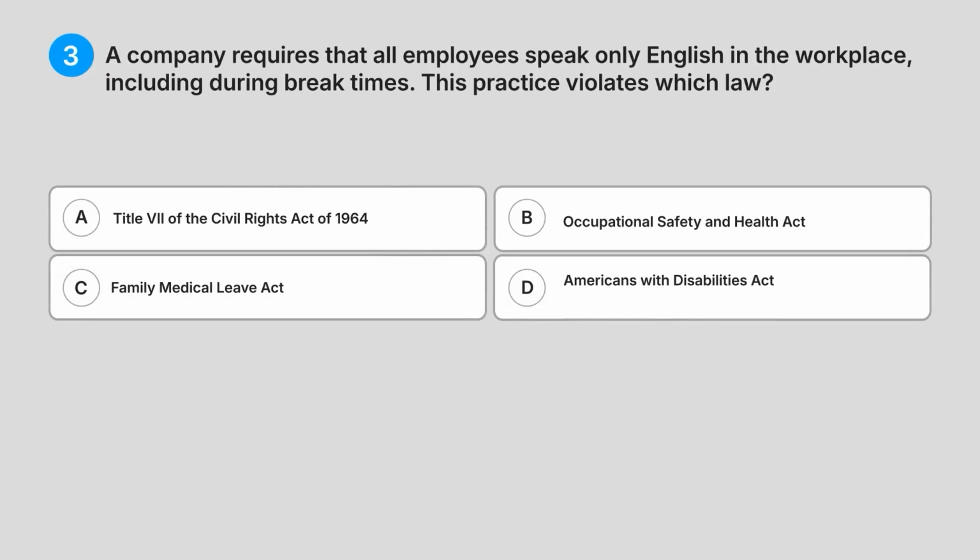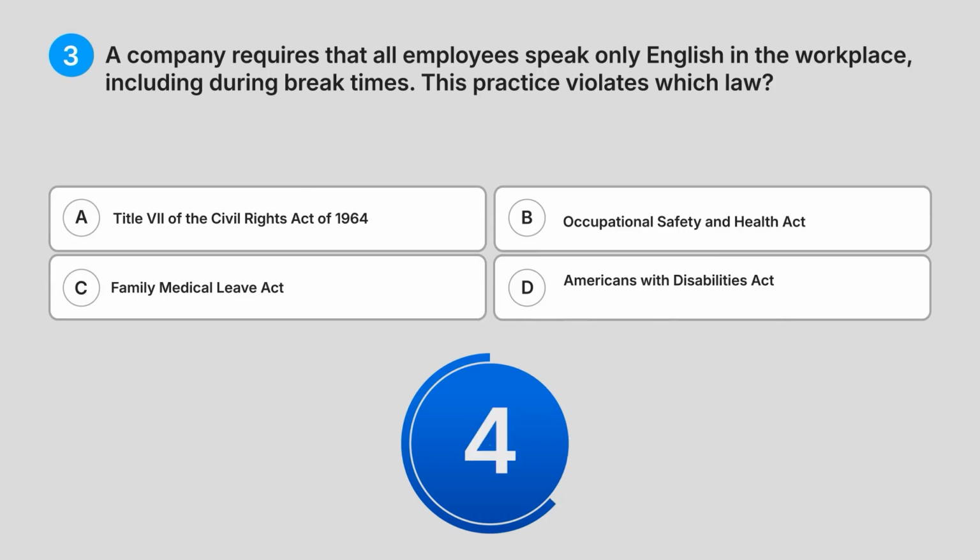3. A company requires that all employees speak only English in the workplace, including during break times. This practice violates which law? A. Title VII of the Civil Rights Act of 1964. B. Occupational Safety and Health Act. C. Family Medical Leave Act. D. Americans with Disabilities Act. Can you guess the answer?